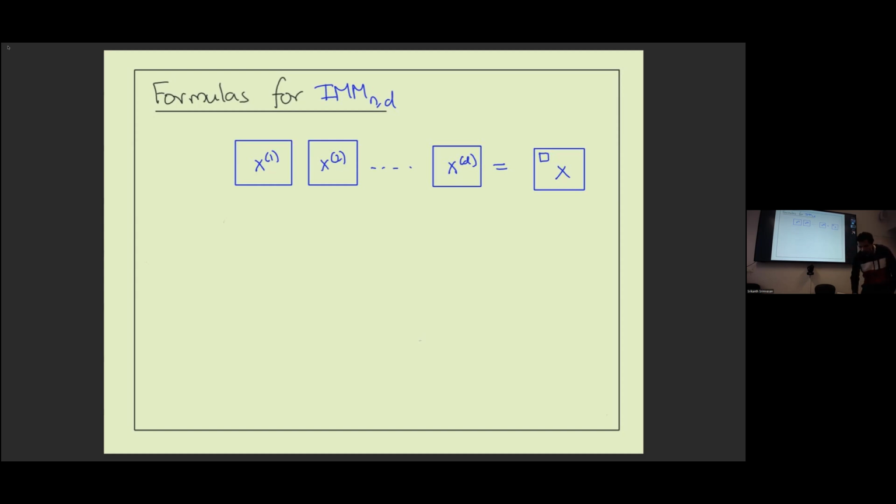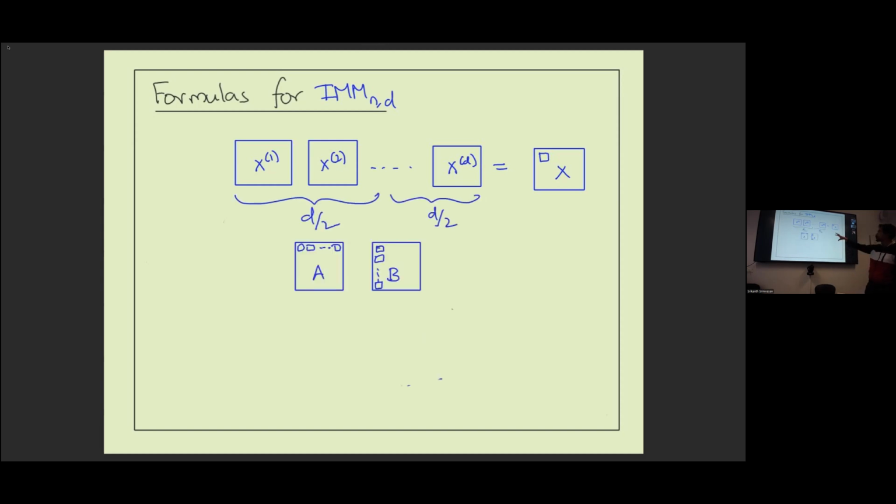So break it up into 2 blocks of d by 2, right? Imagine that I multiply the first d by 2 matrices together and the last d by 2 matrices together. So I'll have 2 matrices A and B. And the polynomial that I care about now, let's say it's the top left entry. So it's just the dot product of the first row of this matrix and the first column of this matrix, right? So that's what I want to do.